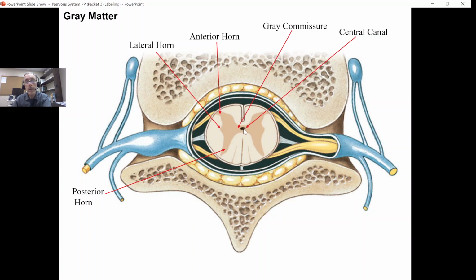And then this right here is a canal that's actually running up and down the middle of the spinal cord in the gray commissure. This is known as the central canal, and this is actually the second place where we have cerebrospinal fluid. If you remember from a previous lesson, the first place that we saw cerebrospinal fluid was right there, the subarachnoid space. This is the second place. And then in a future lesson, when we do the brain, we'll see the ventricles of the brain, right? The ventricle system is going to be the third place that we have cerebrospinal fluid. Okay, so that is our gray matter.